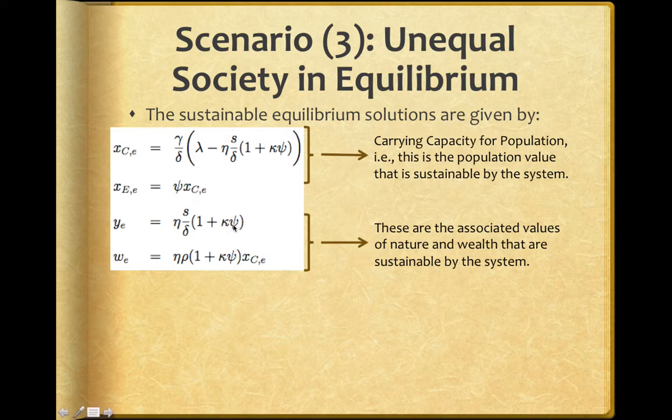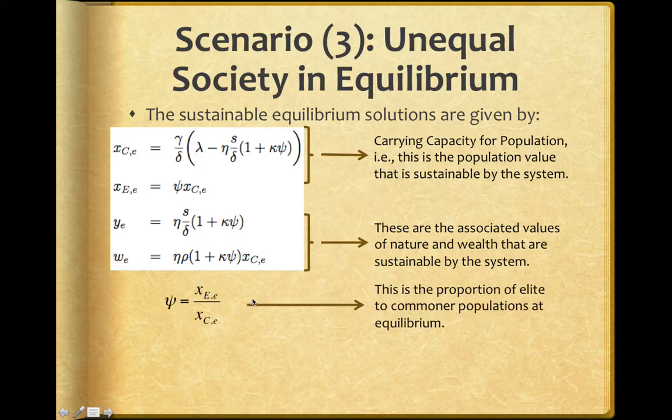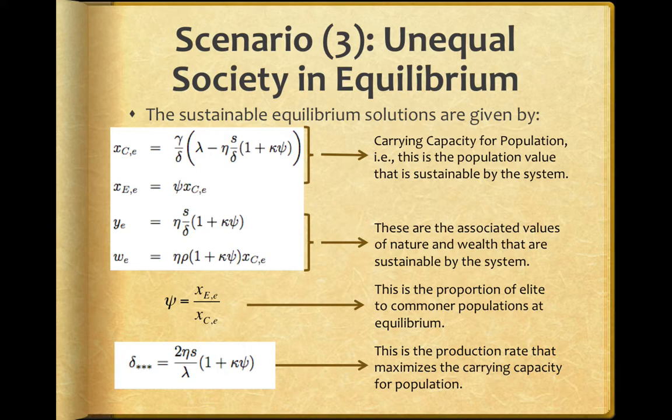Then you have a new parameter that appears here, this psi. And the psi is a ratio. It's a proportion of elite to commoner populations at equilibrium. Okay, and on scenario 3, you can find a delta triple star, which is the production rate that maximizes the carrying capacity for population. Okay, and you can run pretty much the same scenarios as we've done before.